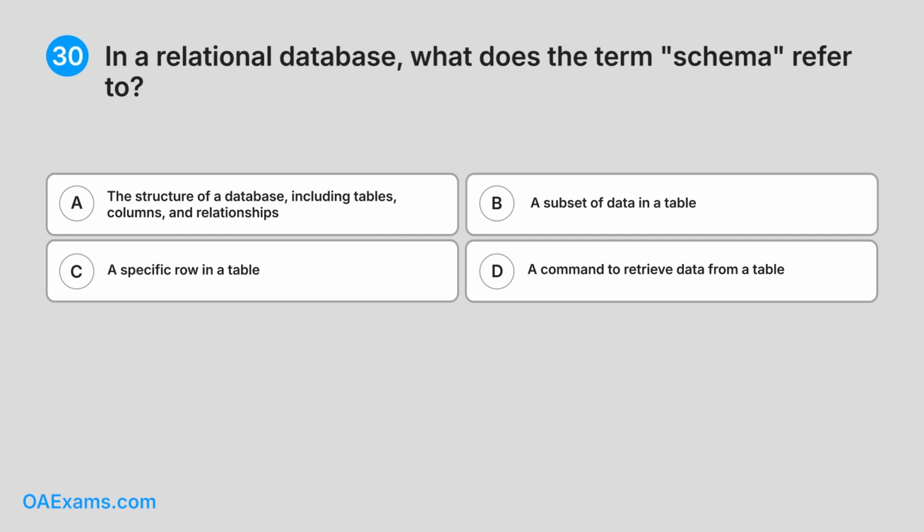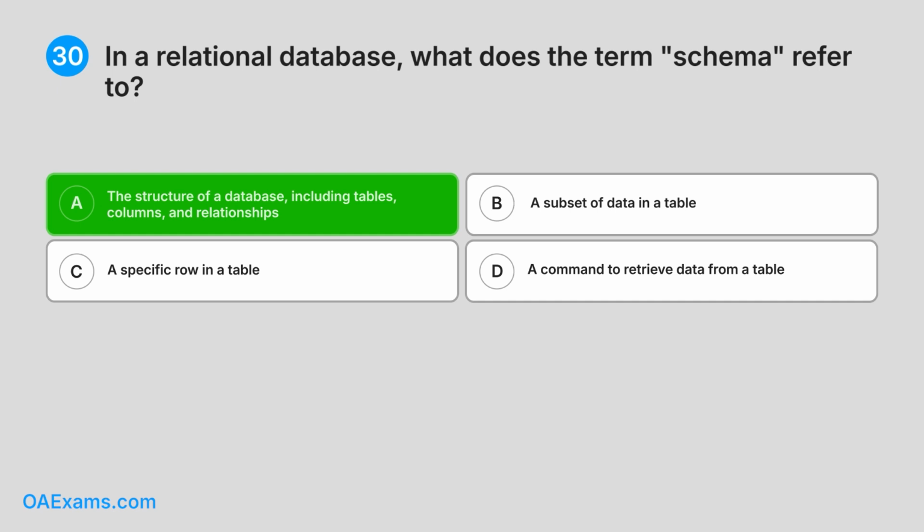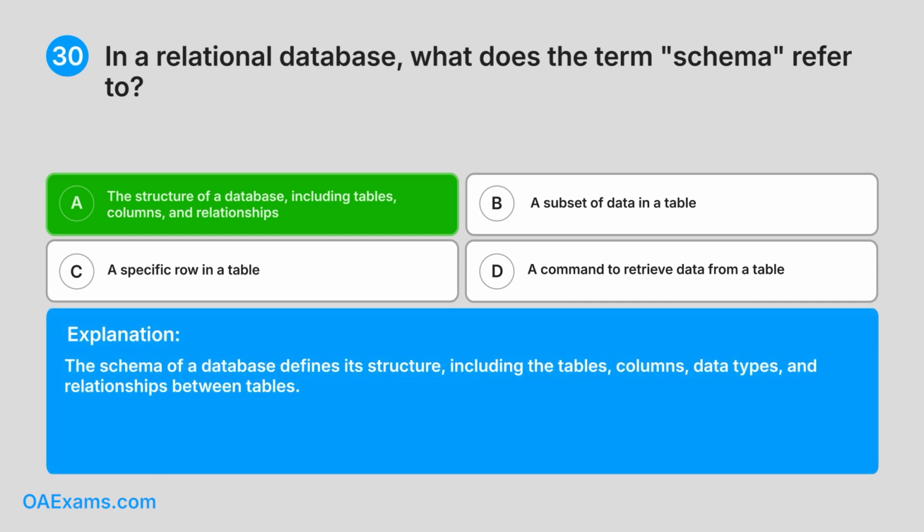Correct answer. A. The structure of a database, including tables, columns, and relationships. Explanation. The schema of a database defines its structure, including the tables, columns, data types, and relationships between tables.